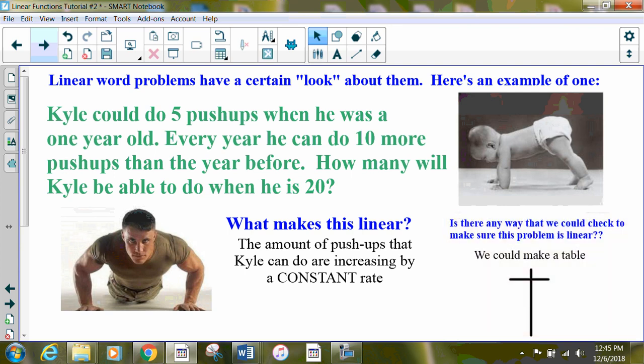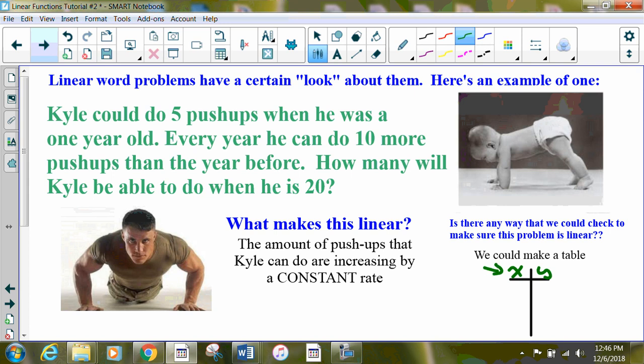So is there another way that we could check to make sure this problem is linear? Because sometimes people, like Miss Overby, can get their numbers confused. Sure. Let's say that on our input side, we can put x and y, but we can really know that our input side would be Kyle's age, and on the output side, that would be the number of push-ups that Kyle could do. So when Kyle was 1 year old, he could do 5 push-ups.